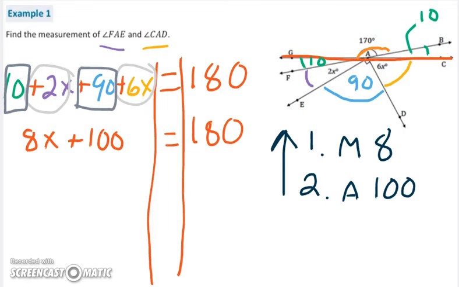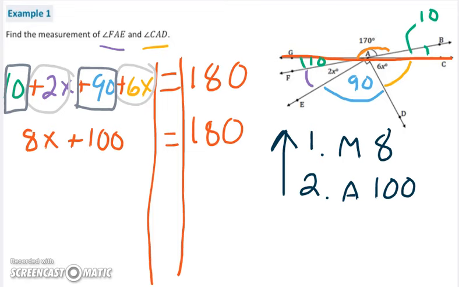If you do it to one side, you've got to do it to the other. Math is all about balance. These guys cancel out. We have 8x equals, well, 180 minus 100 gives us 80. So we did the opposite of that step. Now do the opposite of step 1. Instead of multiplying by 8, we shall divide by 8. And that gets us x equals 10.